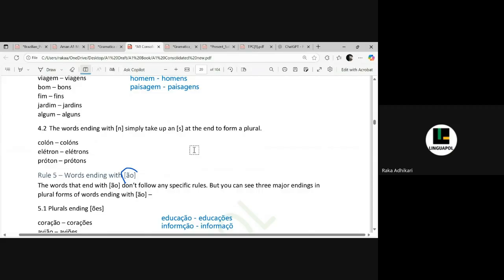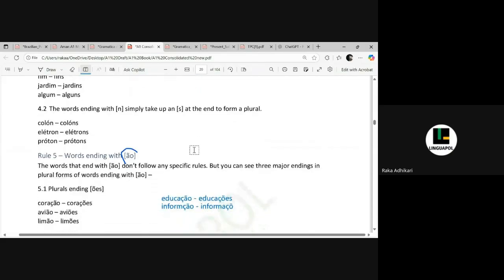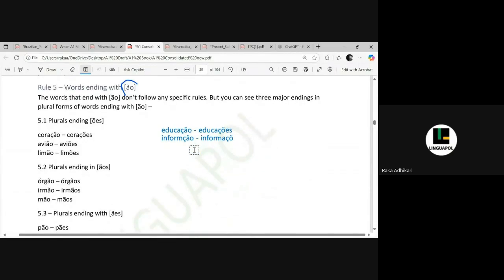Then rule number 5 talks about words ending in "ow". Among all the words ending in "ow", there is an ending of "sow", where we can clearly see the letter C in it. The ending of "sow" guarantees that the ending of it in plural will be "soish". If we have any word that ends in "sow", that will definitely become "soish" in the plural version.